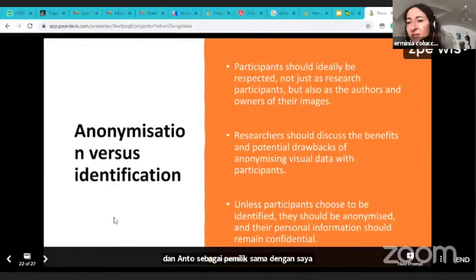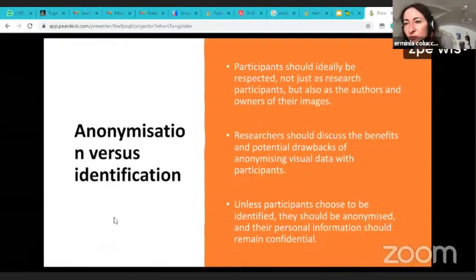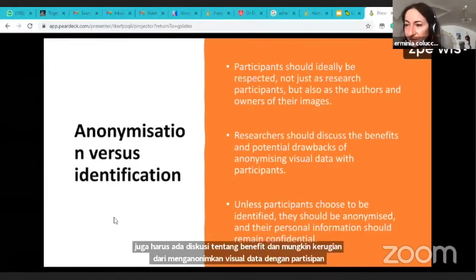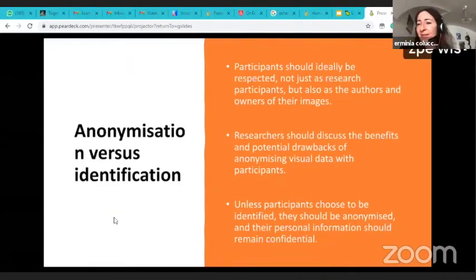Researchers should discuss the benefits and the potential drawbacks of anonymizing visual data. That's something we don't have much time to do, but I think we should really try to explain not only the risks but also the benefits. Often we focus on the risks of disclosure, which is extremely important, but we should also help the person understand the potential benefit, in terms of the impact that sharing the story can have, and make sure the person fully understands both and makes a decision based on the knowledge of both, not only one or the other. But after we've done all of that, unless a participant chooses to be identified, they should be anonymized and their personal information should remain confidential. That's obviously always the case.